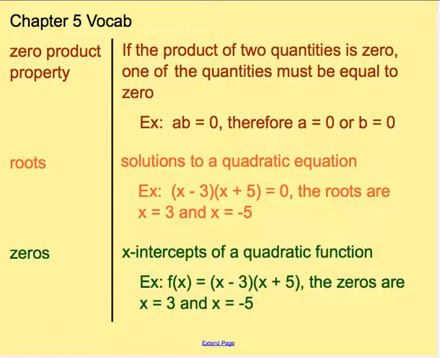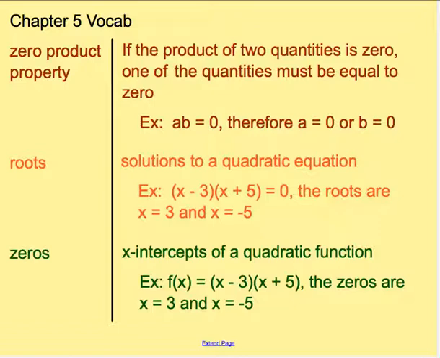So the first vocab term is zero product property, and you know this property whether or not you've ever called it by its name. Basically what it says is if you are multiplying to zero, you must be multiplying by zero. So my example, if A times B equals 0, either A equals 0 or B equals 0. Of course, there's also the option where they both equal 0, but at least one of them has to be 0.